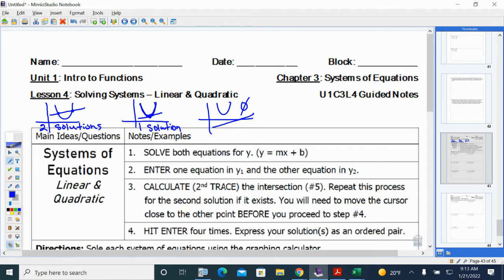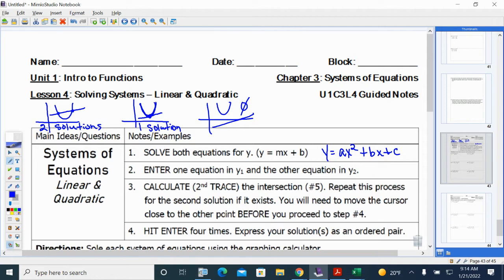So looking at our steps, step number 1 says to solve both equations for y. You want to make y equals mx plus b. Or if it's a quadratic, it's going to be y equals ax squared plus bx plus c. So they both have to be y equals.